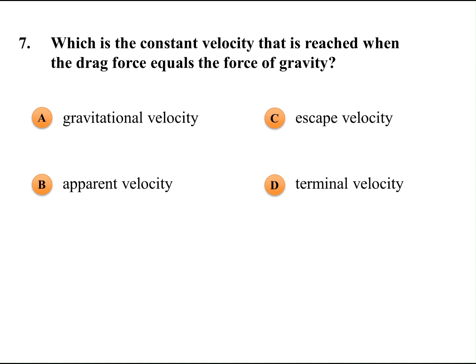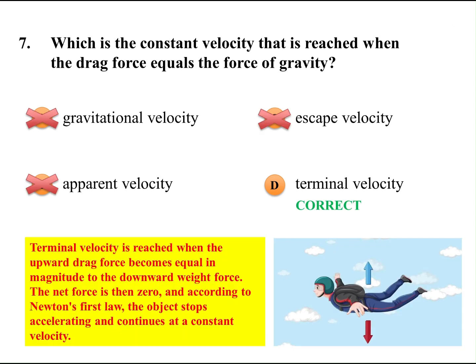Which is the constant velocity that is reached when the drag force equals the force of gravity? Of course, it's called the terminal velocity, because terminal velocity is reached when the upward drag force becomes equal in magnitude to the downward weight force. And then the net force now is zero. And according to Newton's first law, the object stops accelerating and continues at a constant velocity.